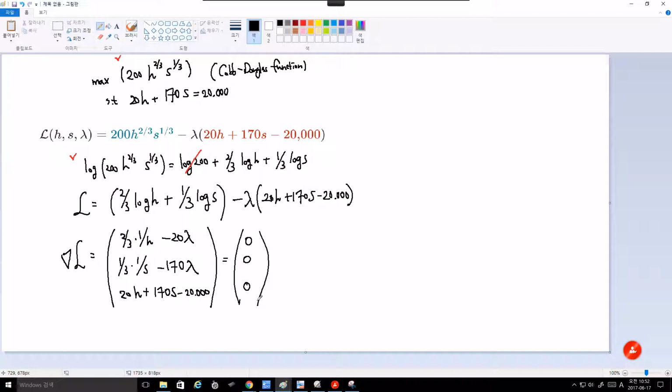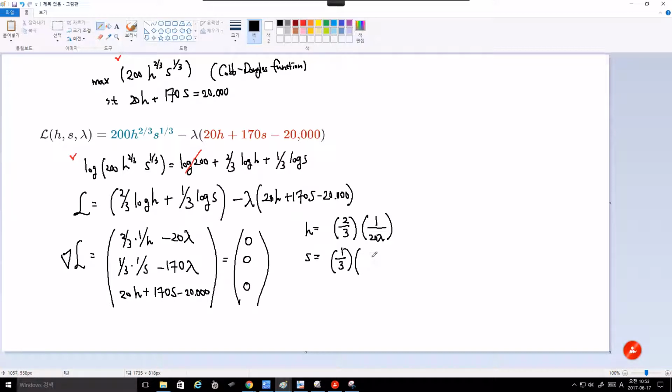Well, now we can easily solve the problem. From the first, let's take a look at H. H is 2/3 times 1 over 20 lambda, right? H looks like this. Am I right? It is right. And S is 1/3.